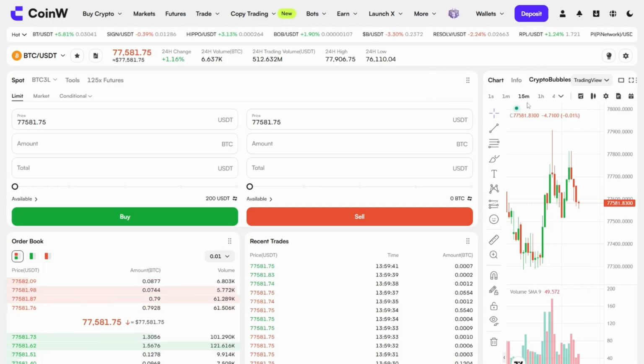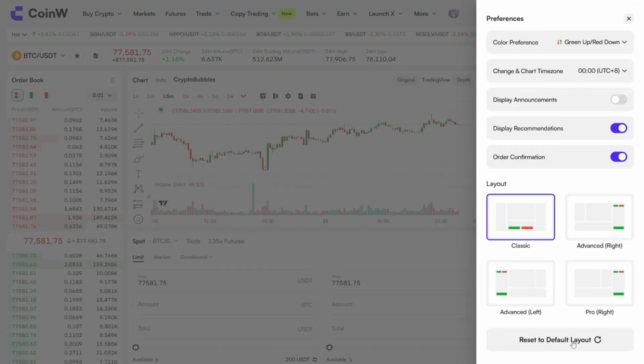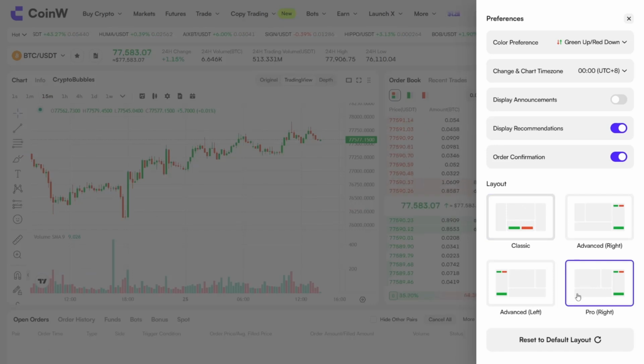So if we wanted to just go back to the default layout, we can just click on Reset Default Layout. Clicking this will bring the UI back to whatever default layout you have chosen. So we're still on Classic, but for this tutorial, we're going to keep it on Pro Right, as this was the default option to start with.